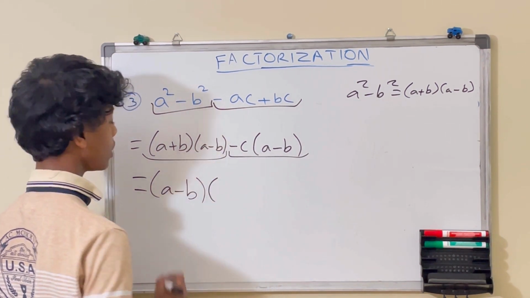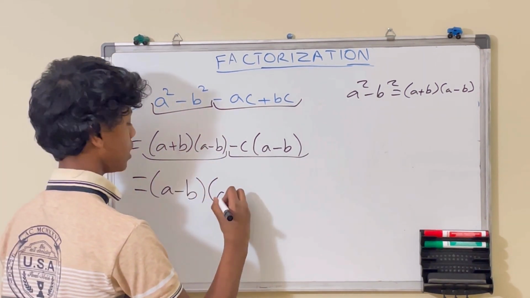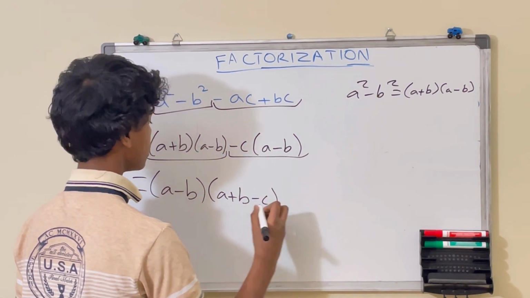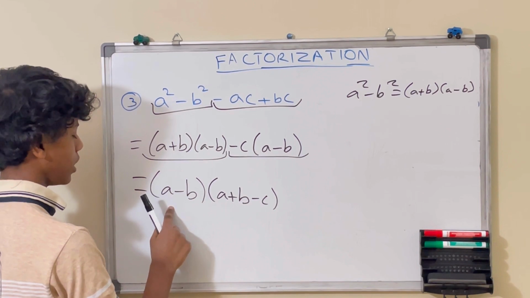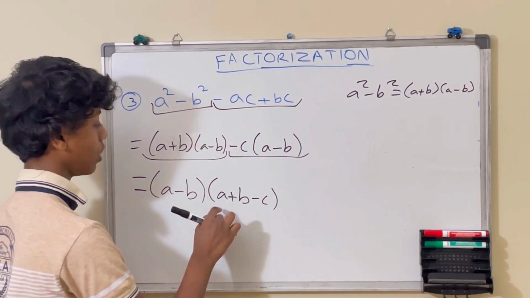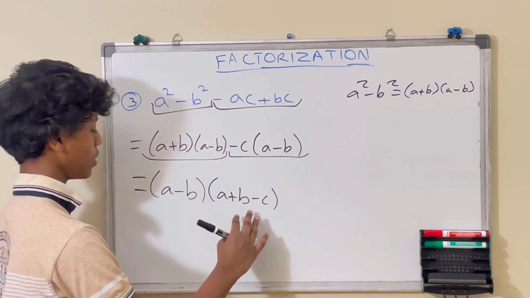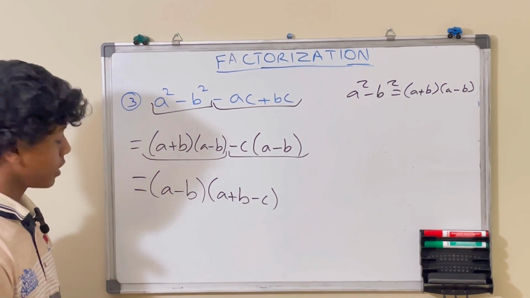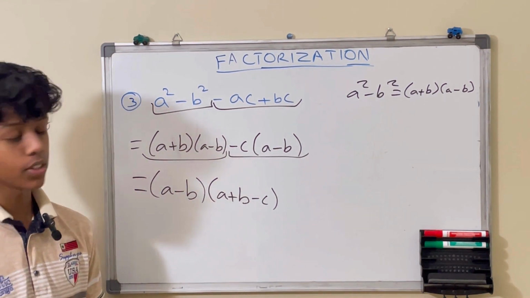So now we make another bracket and we put a plus b, and we add this negative c into the bracket because they're both getting multiplied into this. What we're implying is that all of these numbers are getting multiplied by these two numbers. So that's the answer to question 3, and let's move on to question 4.